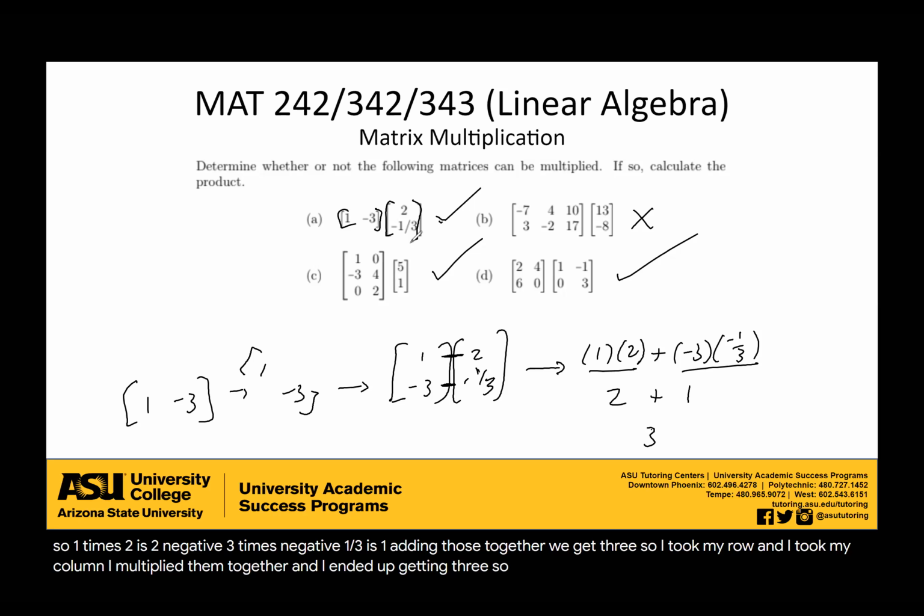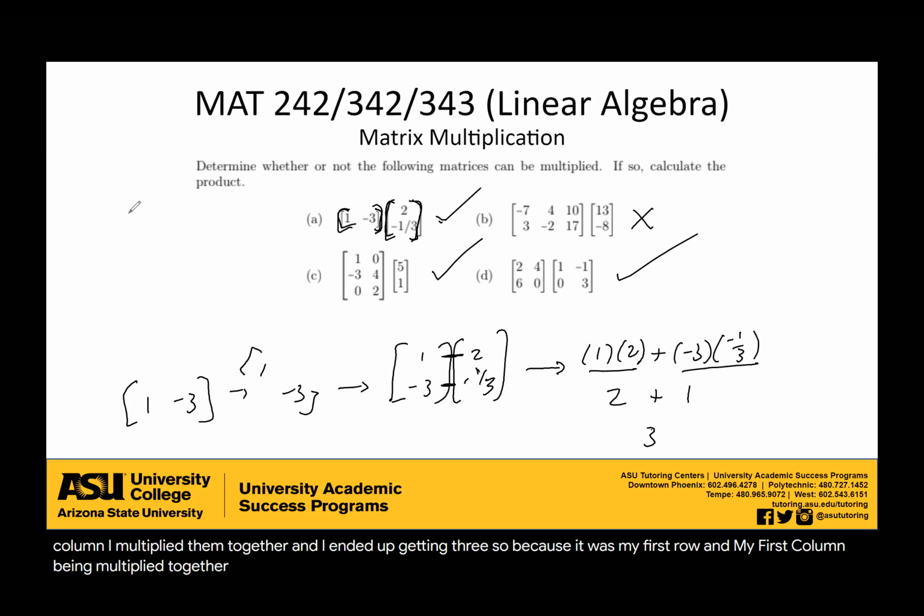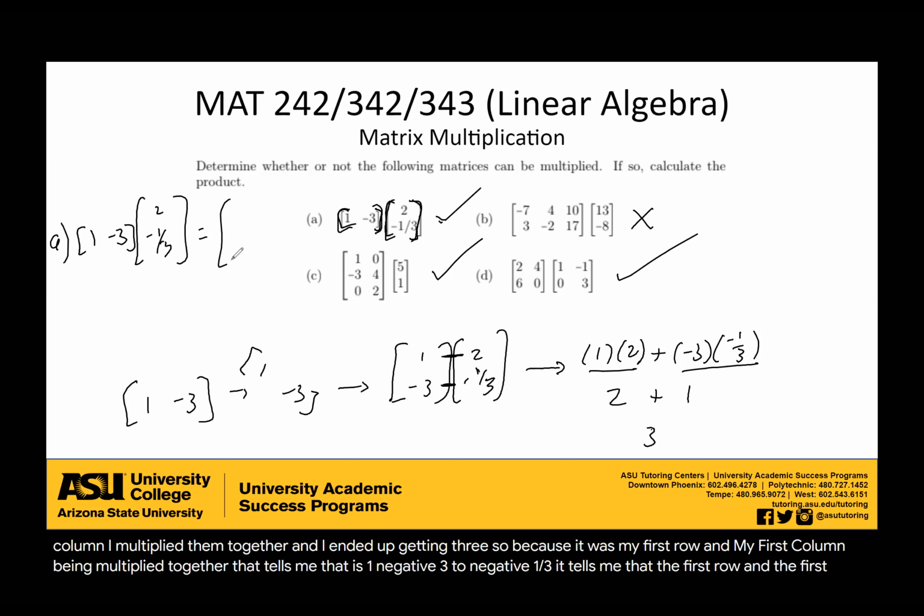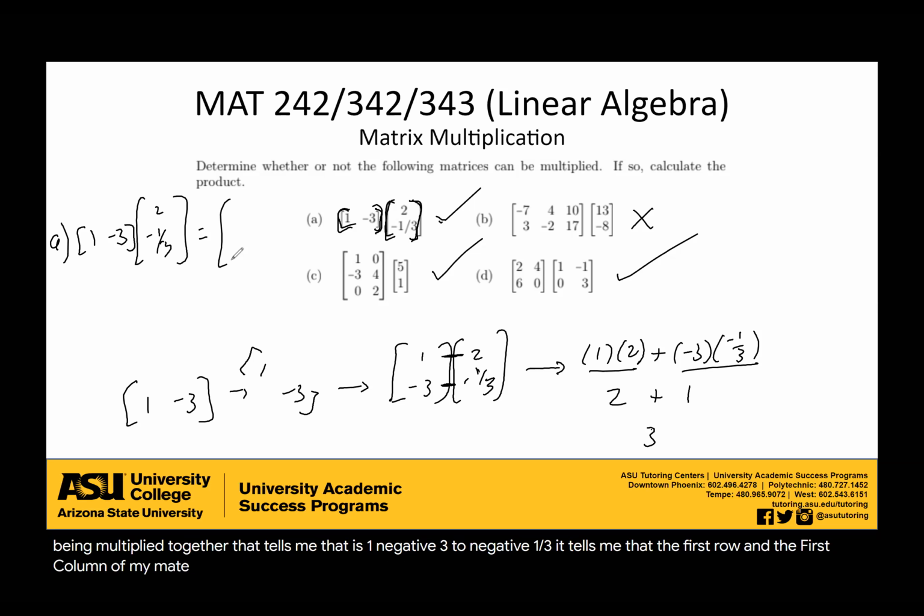So because it was my first row and my first column being multiplied together, that tells me that the first row and the first column of my matrix on the right-hand side, my product matrix, is a 3. So maybe it looks something like that.